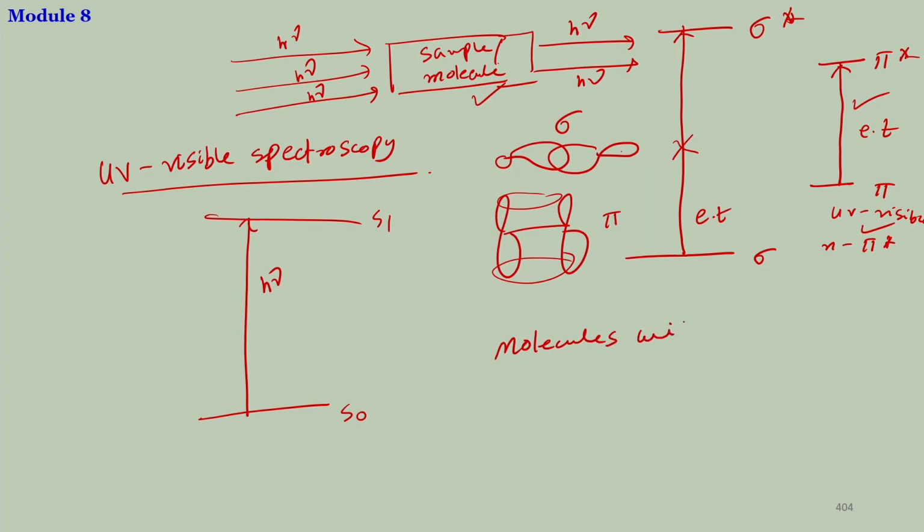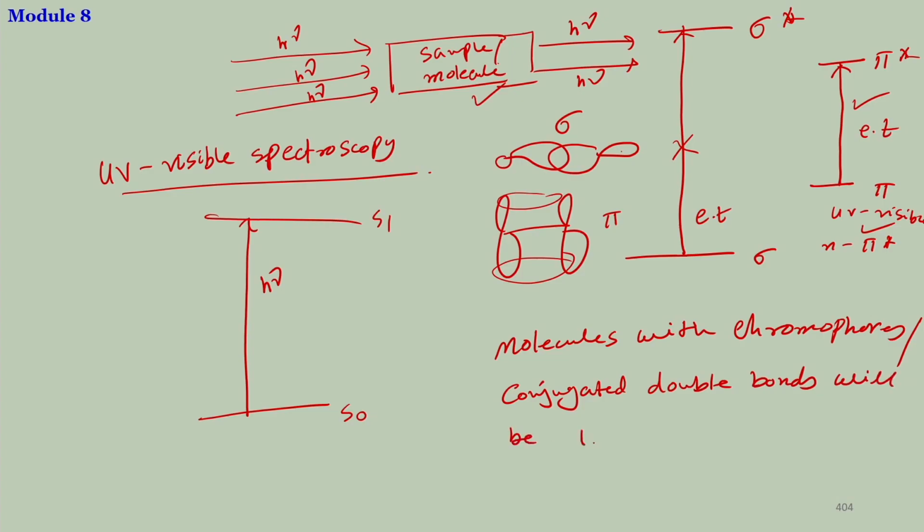So, molecules with chromophores or conjugated double bonds will be UV or visible active, meaning they can absorb UV or visible radiation. So, all molecules that will show absorption spectra in the UV visible spectroscopy must have a chromophore or must have conjugated double bonds.